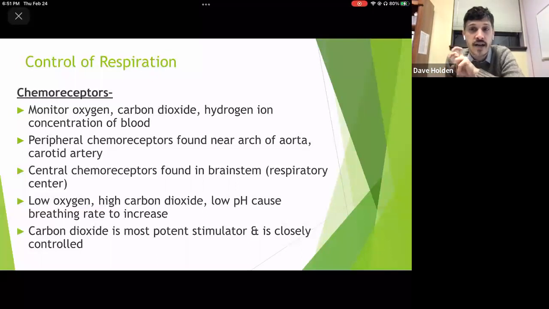Side note, hydrogen ion concentration, that's pH. Hydrogen ions are acid. So that's what we're talking about here. pH. Do you guys know what pH stands for? Potential hydrogen. So when your slide talks about hydrogen ion concentration, we're talking about pH. That's what pH is, potential hydrogen.